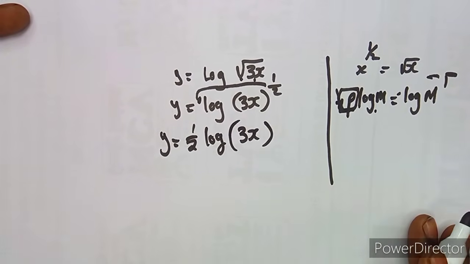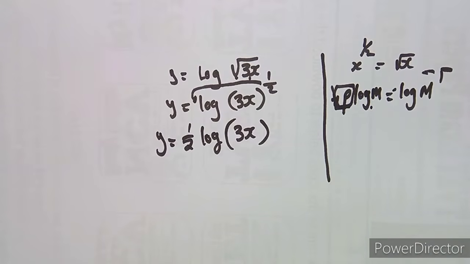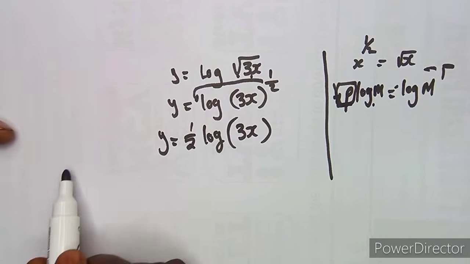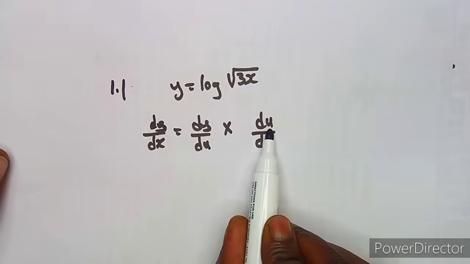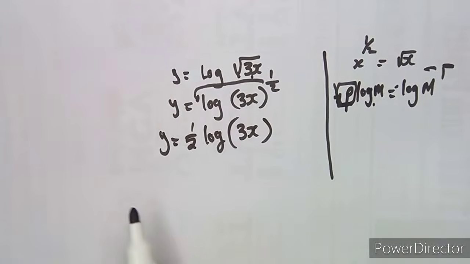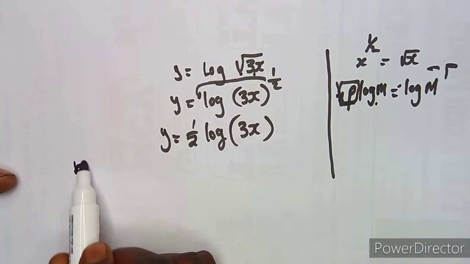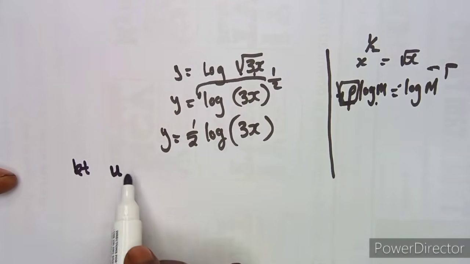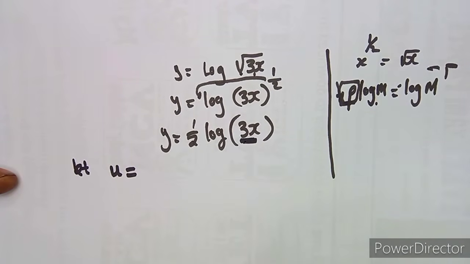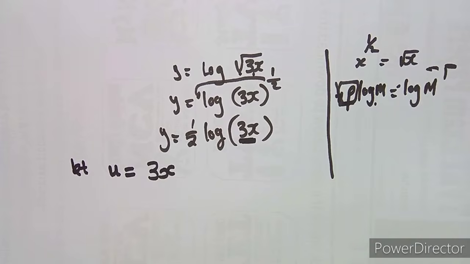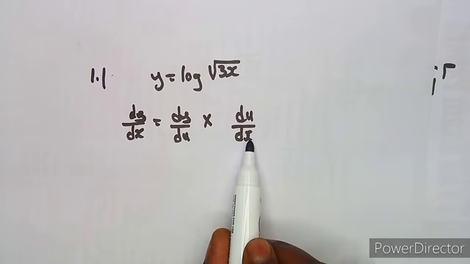Now we can apply the concept of function of a function. How are we going to apply it? This is the concept, guys. You are going to choose u, because you need the derivative of u with respect to x. So you choose u to be an expression in terms of x. Which expression is in terms of x? It is 3x. So your u is going to be 3x.